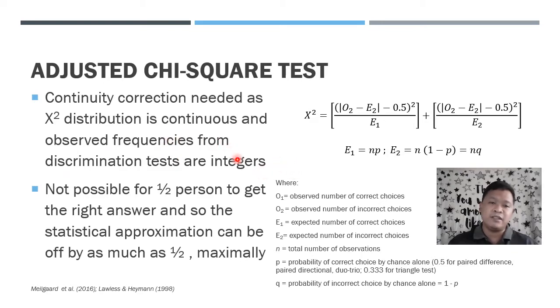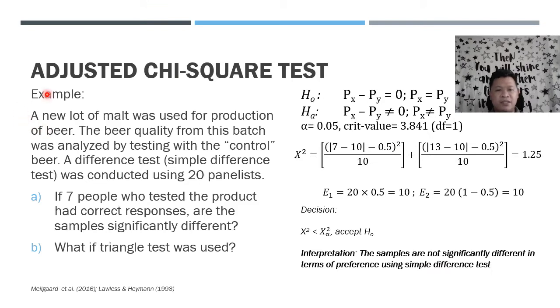So therefore, there's a difference in the type of data that you can get. And because it is not possible for half a person to get the right answer, the statistical approximation can be off by as much as one half, and therefore to compensate for that, this continuity correction is added. Okay, first we want to understand the problem.